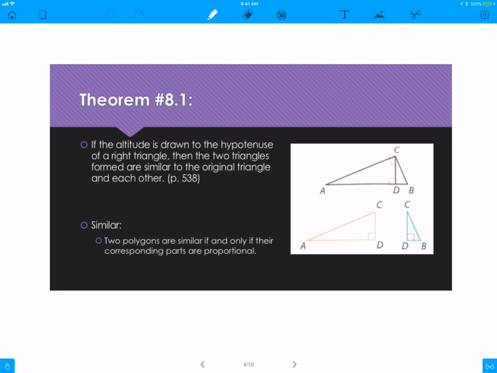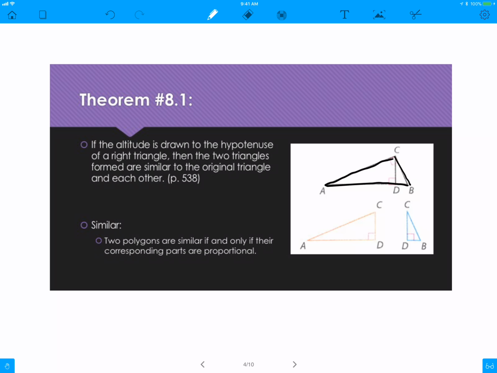The Theorem 8.1, this talks about when you draw this line going straight down, this line in the right triangle. And again, the right triangle, this was the right angle of the original triangle. And again, it's the big triangle here. That's the one I'm looking at.